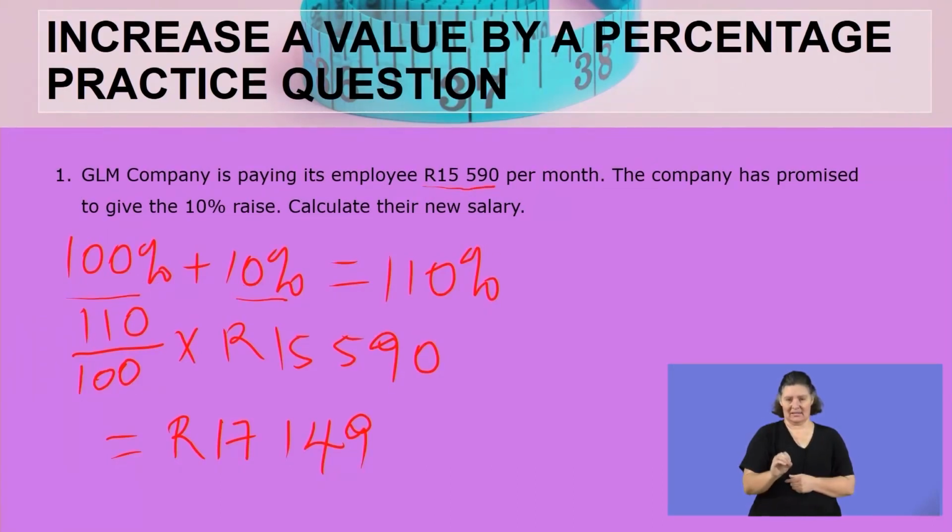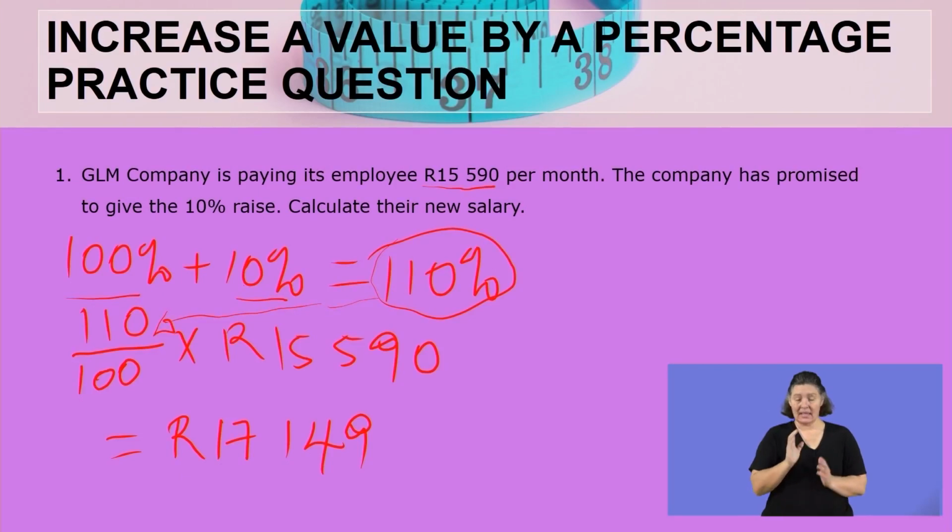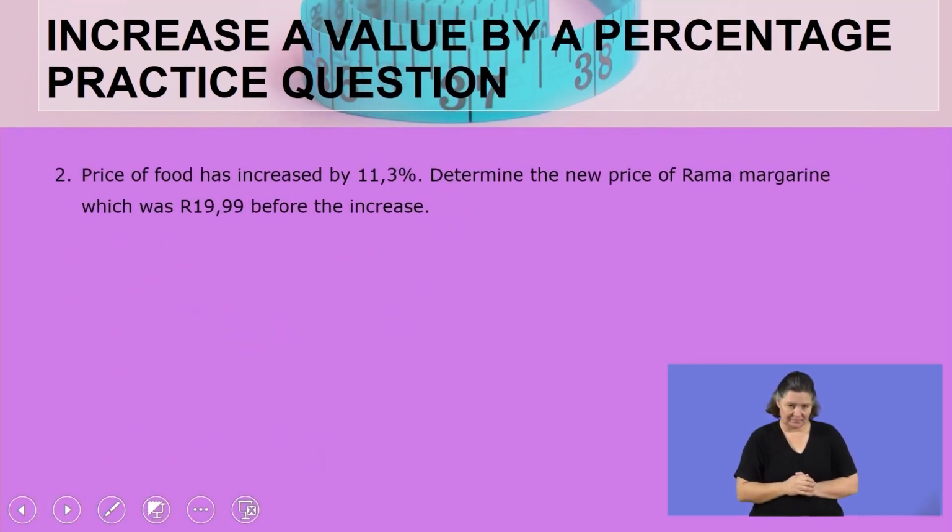110%. Then the next step is to express 110% as a fraction. And after expressing it as a fraction, we multiplied it by 15,590. And the answer that we got is 17,149. So let us move to the next question.